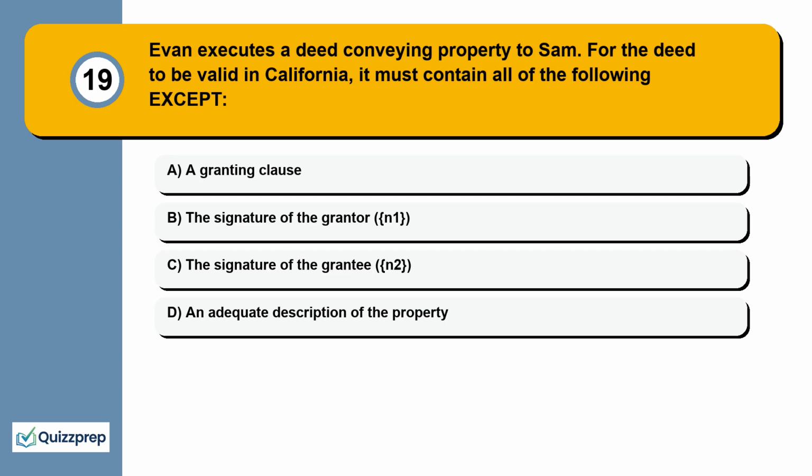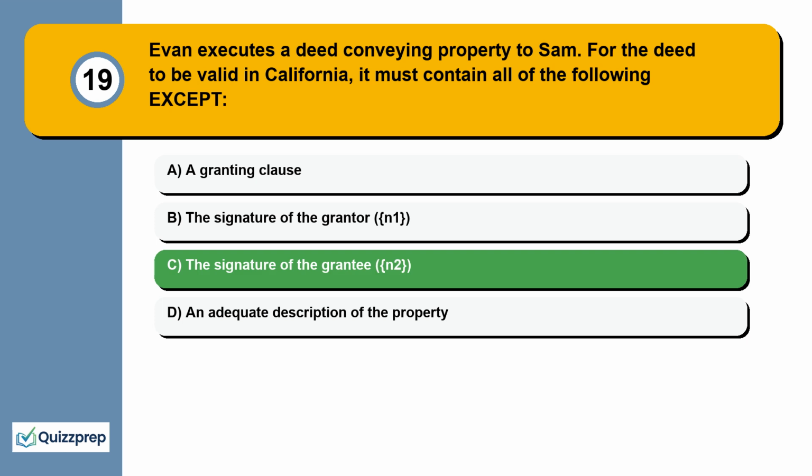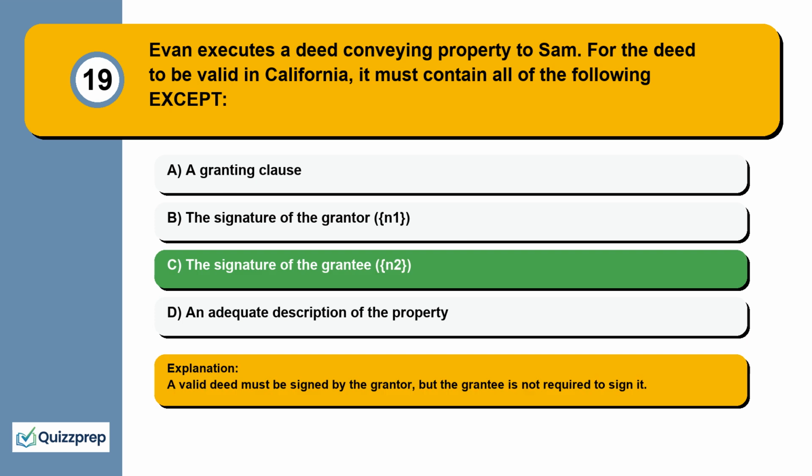Question 19. Evan executes a deed conveying property to Sam. For the deed to be valid in California, it must contain all of the following except: a granting clause, the signature of the grantor, the signature of the grantee, an adequate description of the property. A valid deed must be signed by the grantor, but the grantee is not required to sign it.